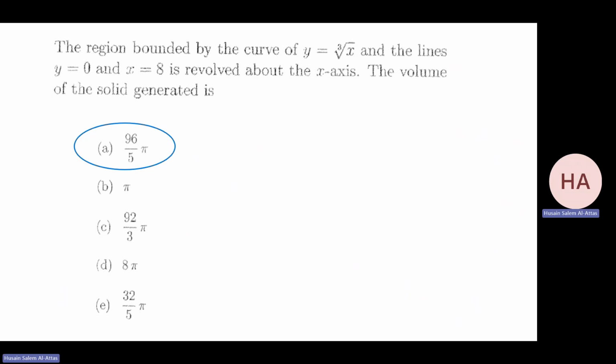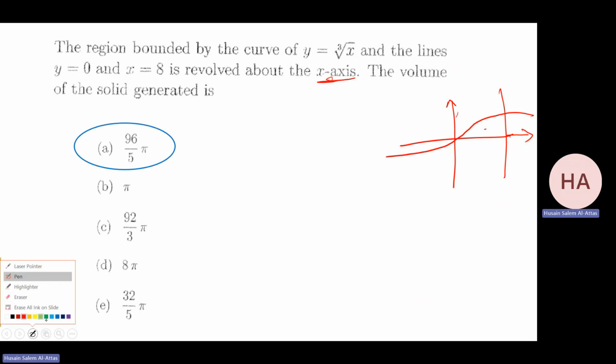The region is y equals cube root of x. Let me graph the region. This is the region, cube root of x, something like this. And y equals 0 and x equals 8. Y equals 0, which is the x-axis. So I'm talking about this region. Okay, about what? The x-axis. I take the line perpendicular to this, so it will be this one. This is my axis of revolution.